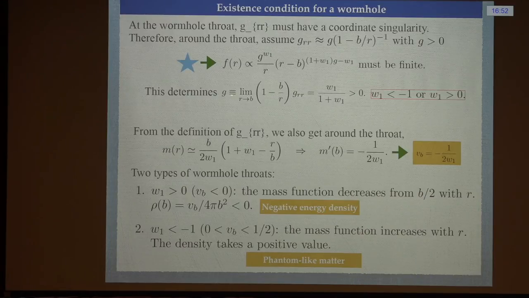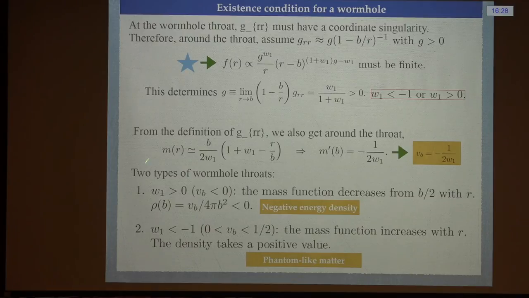Then because g is determined, we can determine the mass function around the throat, and it takes this form. Then its derivative at b, where b is the size of the wormhole throat, is determined in this form, completely determined. So this is the previously mentioned constant VB.